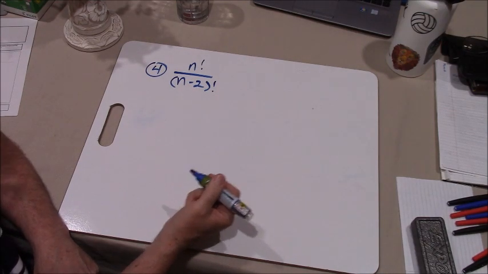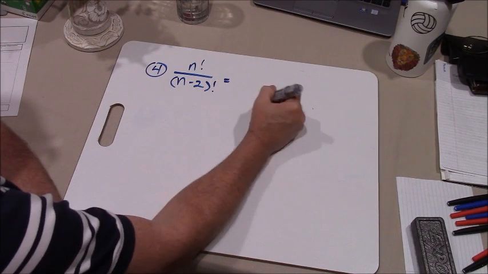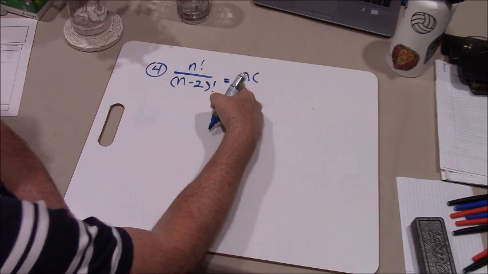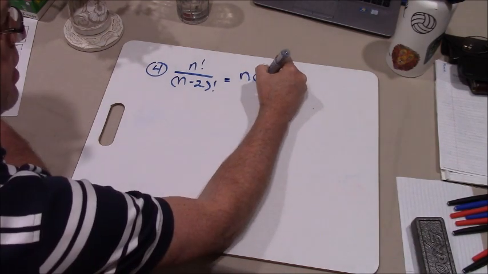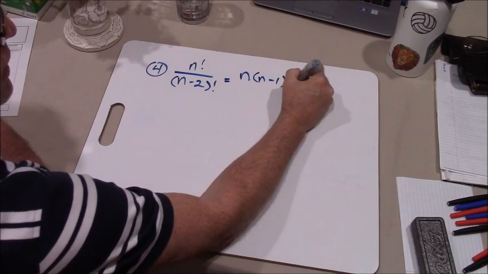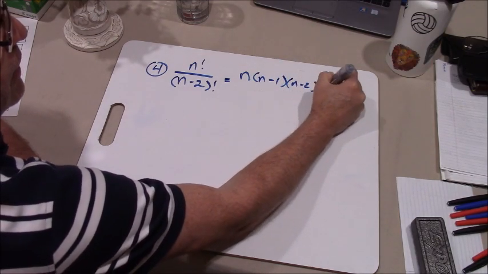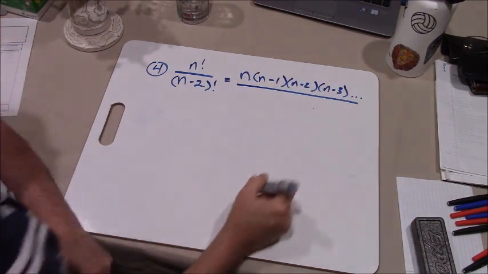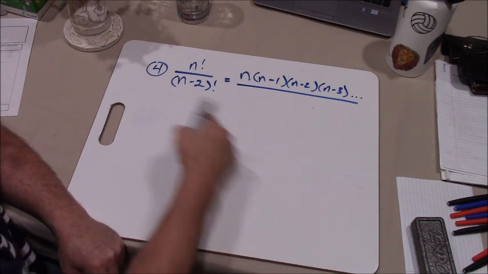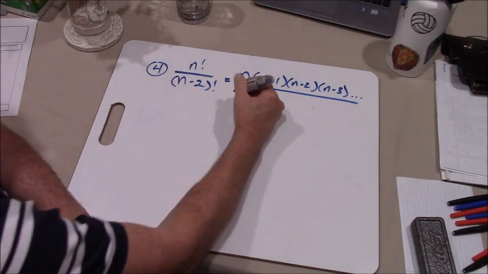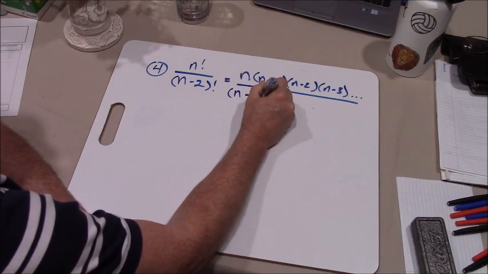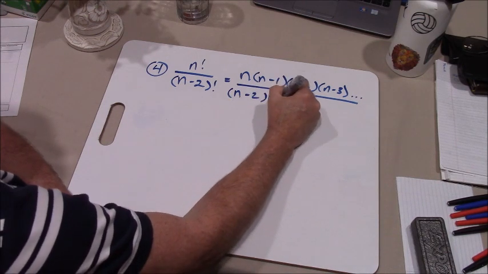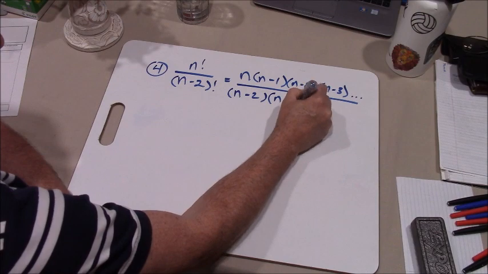Well, we don't really know what n is. It's just some number, but we know that this is going to equal that number times 1 less than that. So that would be n minus 1, and then n minus 2, and then n minus 3, and this will just keep on going. And I'm going to divide that by, let's see, I'm starting here at n minus 2. Again, I don't know what that number is, but whatever it is, I want 1 less than that. So I've got to subtract 1 more, so the next factor would be n minus 3.